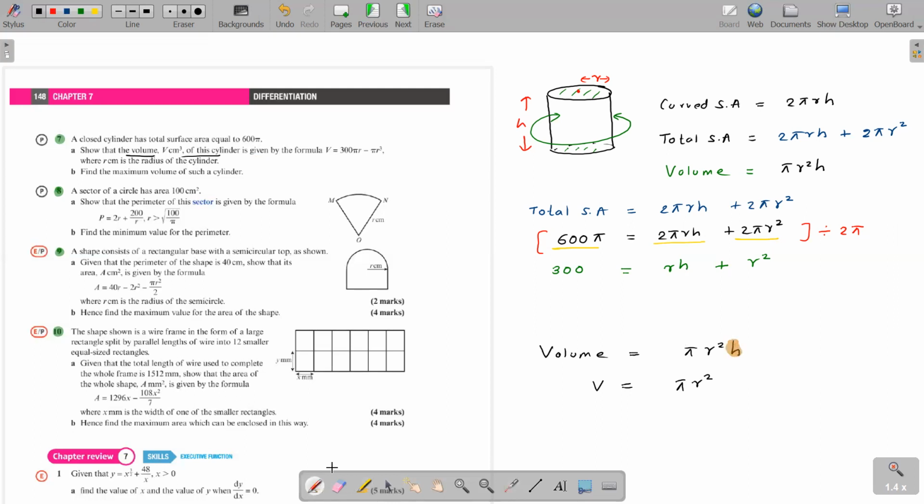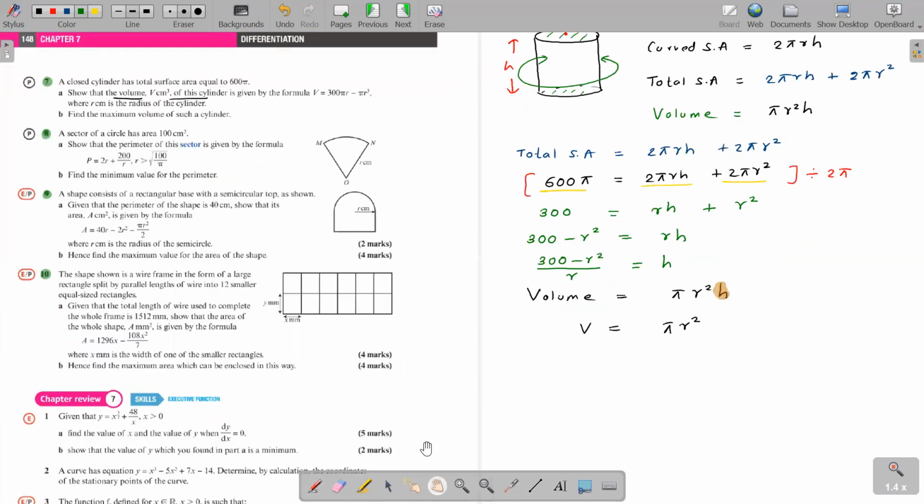How do we replace the h? I am going to go back to the first equation and make h the subject. So I get 300 minus r square equal rh. Do you agree with me? Then making h the subject, the r comes to the other side as division: 300 minus r square divided by r. Do you agree? That is h.